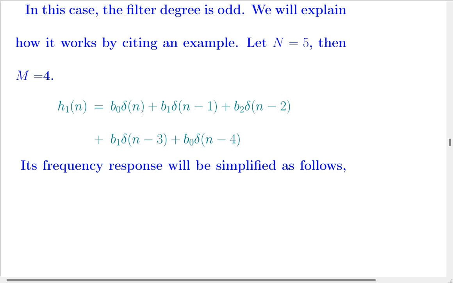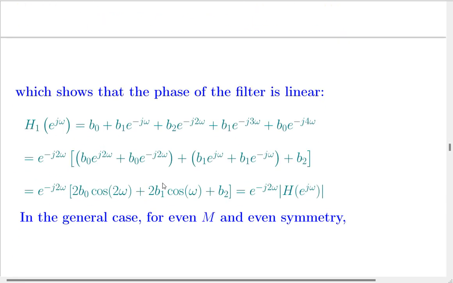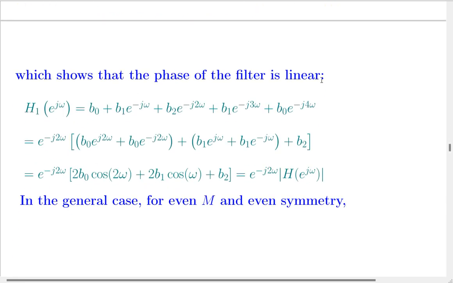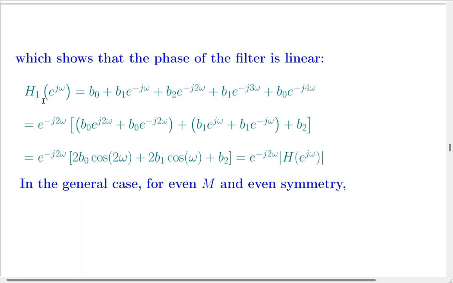Now, have a deep look here. b0, b1, b2, b1, b0. Okay? Can you find the symmetry? Again, repeating b0, b1, and in the middle, b2. Okay? This is type 1. Its frequency response will be simplified as follows, which shows that the phase of the filter is linear.